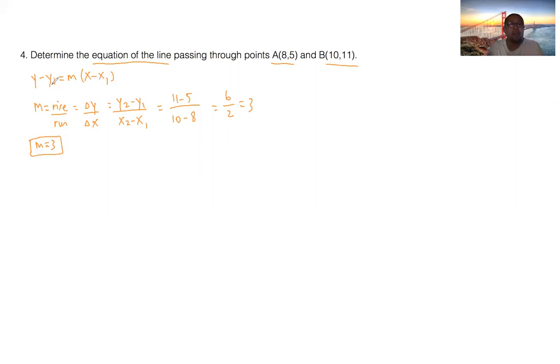x1 and y1, just pick one of these coordinates to use. So let's pick point A. So y minus y1, which is 5, is equal to our slope, which we determined as 3, times x minus x1, which is 8. Now we just have to simplify. So y minus 5 is equal to 3x minus 24. Move 5 to the right. y is equal to 3x minus 19. Okay, so this is the equation of the line passing through points A and B.